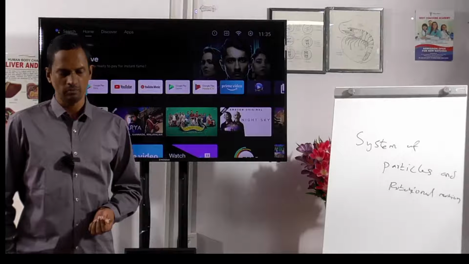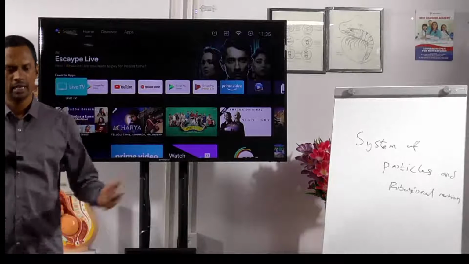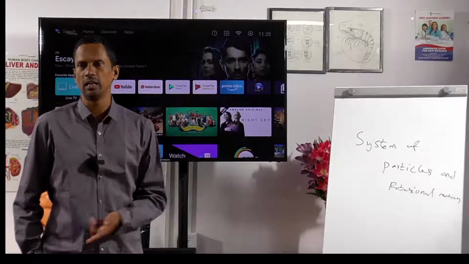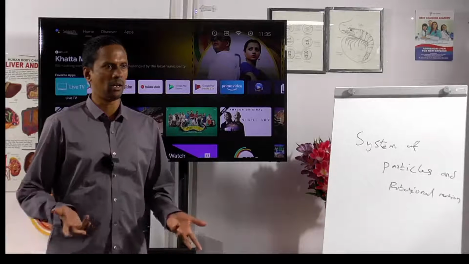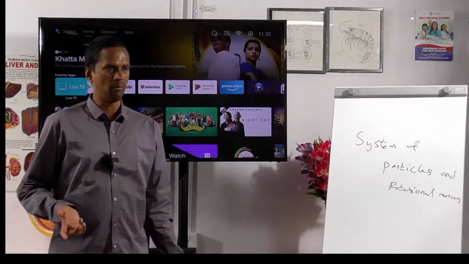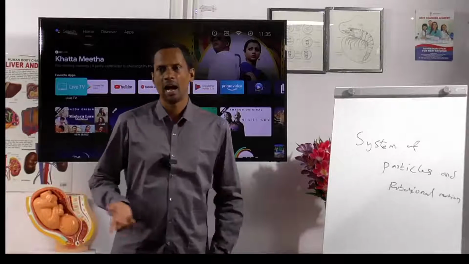Angular momentum is denoted by L. So what is it now? Here it is: mass into velocity. You understood or not? Linear momentum is equal to mass into velocity. And now I am coming here.